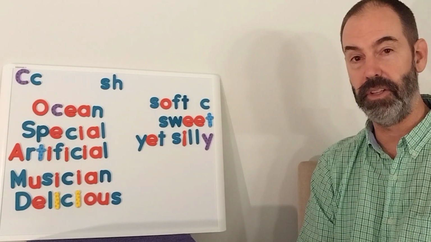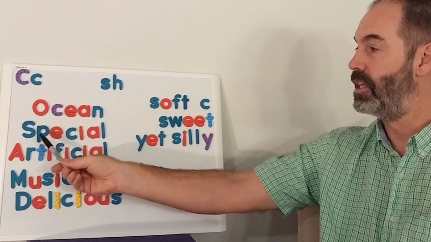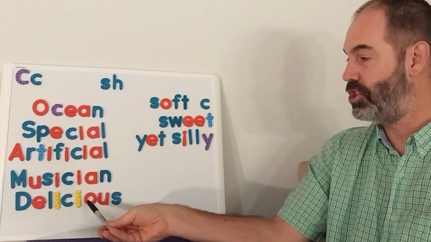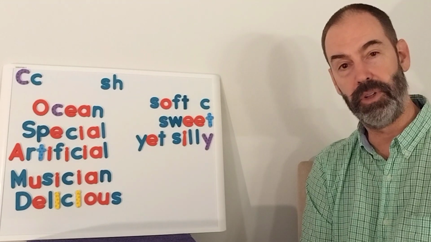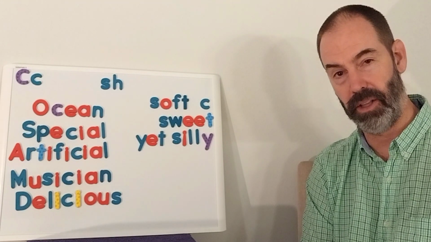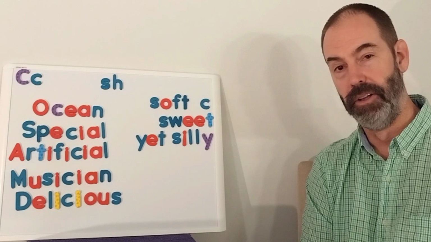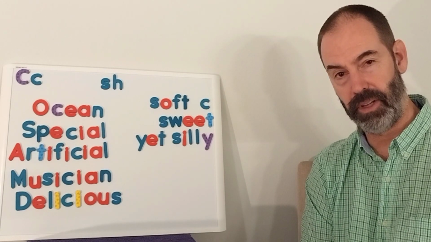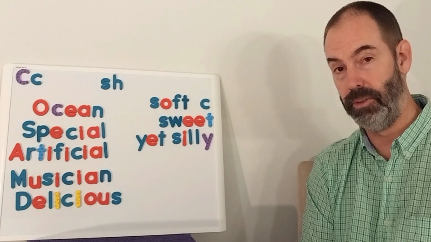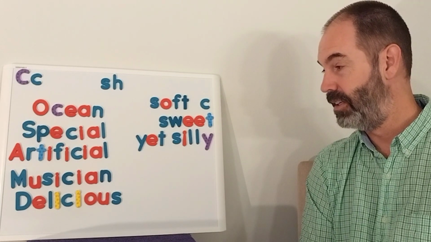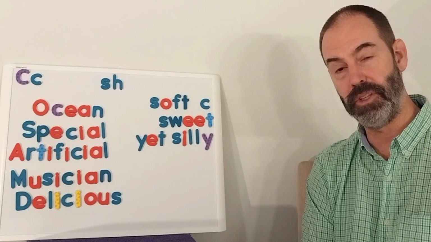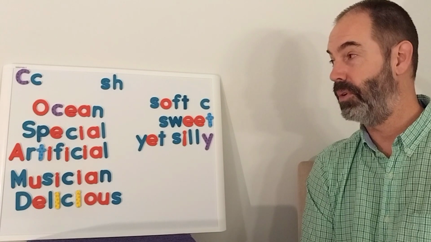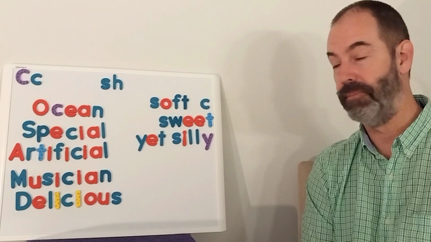All these endings on these words, ocean, special, artificial, musician, delicious, they're difficult to say and they're difficult to spell, and it takes a lot of memorization to remember when you see them what they sound like. And also when you start writing, ooh, that's going to be tough because you've got to remember and memorize how to spell these words that don't really sound like they look. Let's go through these words one more time and try them out again.